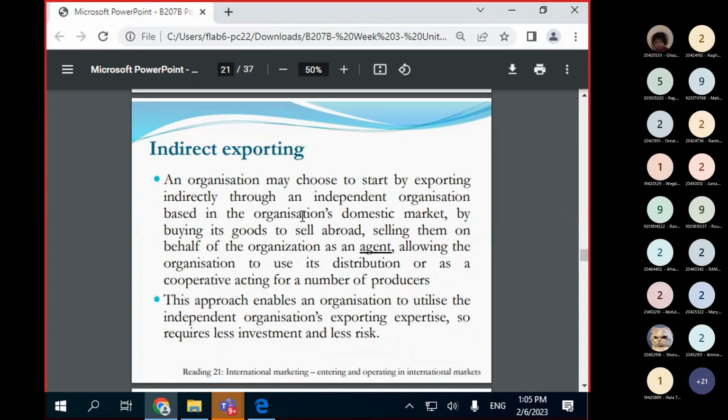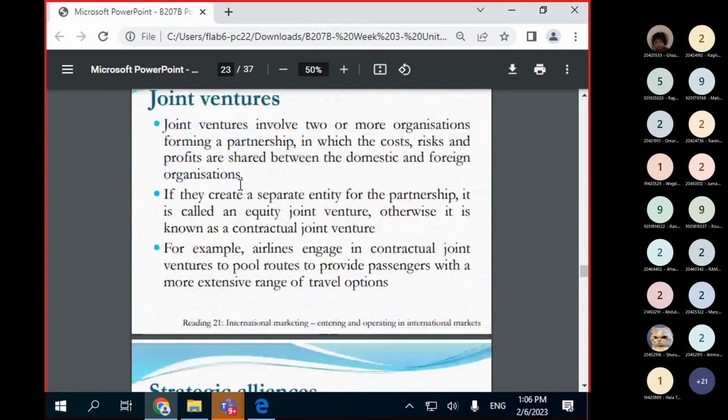The indirect exporting, you are hiring a company that is expert in exporting products, and you are asking this company to export your product. Okay, this is the difference between indirect and direct.